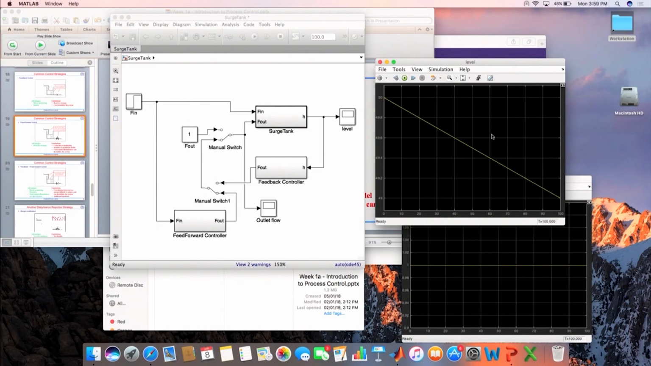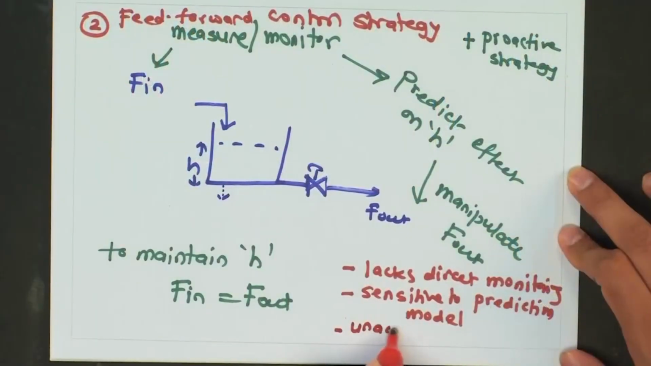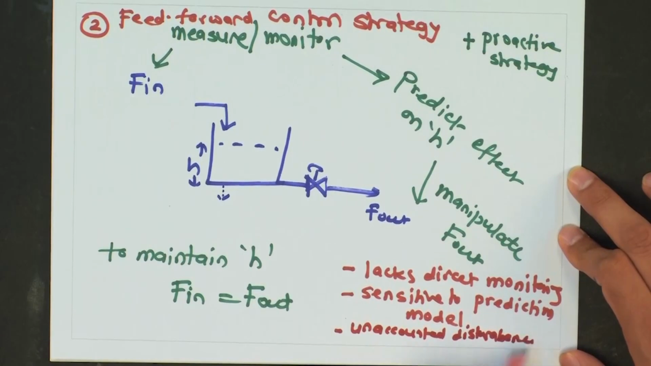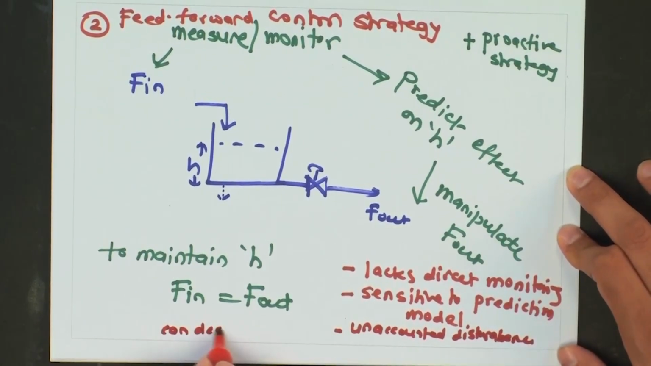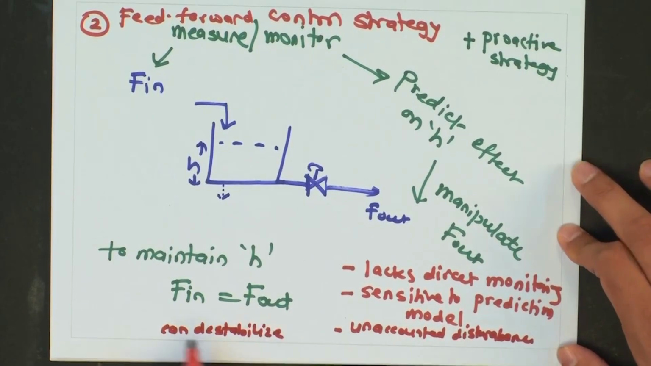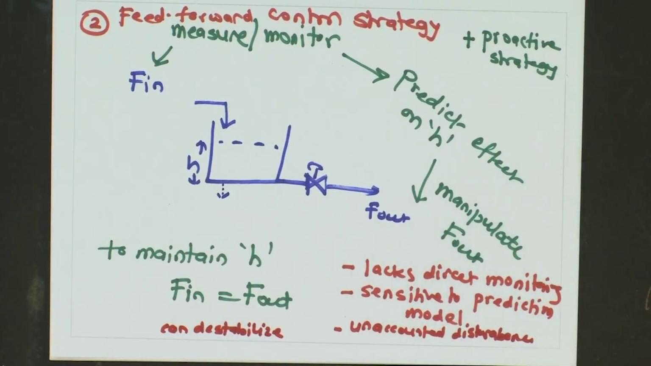So, the disadvantage of a feed forward control strategy is that you need to know all the disturbances which are going to affect the system. If even a single disturbance is not detected, then it has the tendency to destabilize the system. So, it is sensitive to prediction error, and unaccounted disturbance can destabilize. These are the advantages and disadvantages of a feed forward control strategy.